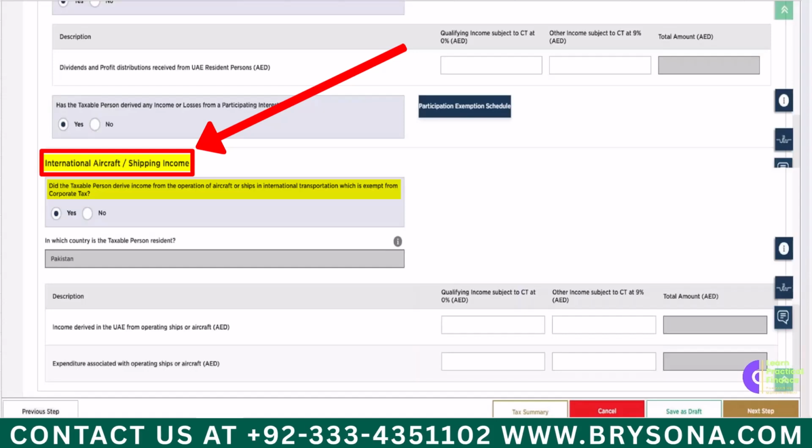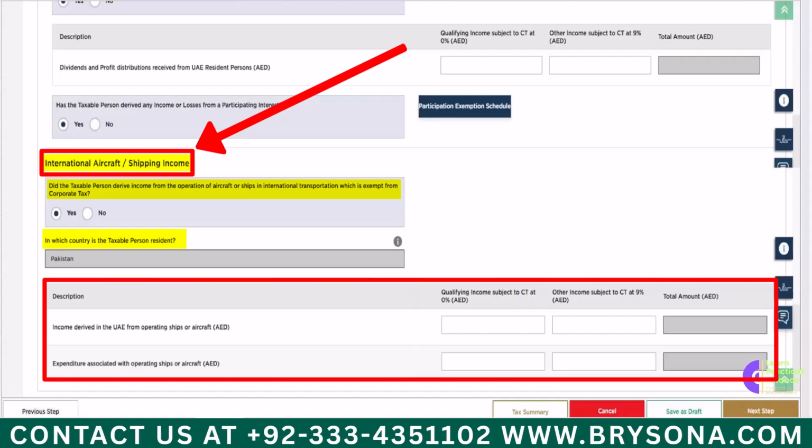The next question is, in which country is the taxable person resident? In my current corporate tax return, the taxable person is a resident of Pakistan. That's why the system is automatically fetching the details from the database and showing the person as a Pakistani resident. In the next table, we have two line items.